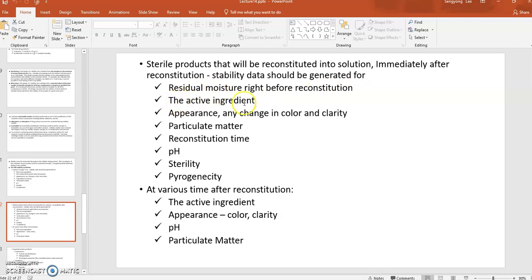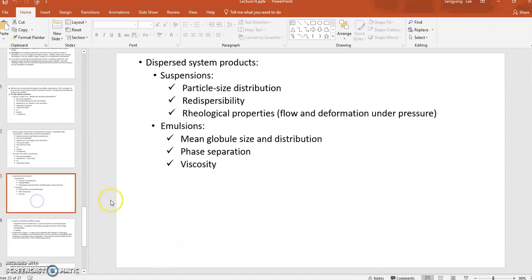And then the active ingredient of the drug, okay, how good it is. And then appearance and any change in color and clarity, of course, same. And the particulate matter, reconstitution time, less than 2 minutes. And then pH, no change, sterility, no change, pyrogenicity. Okay. At various times after reconstitution, during the 24 hours or 48 hours time period, the active ingredient, if it's still there without degradation, appearance doesn't change, pH doesn't change, particulate matter should not be there. Okay, all these things should be tested. That's what FDA wants to see.